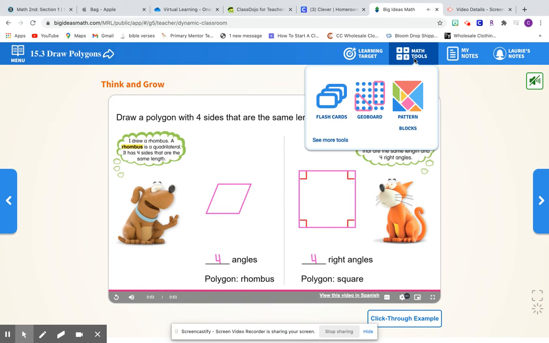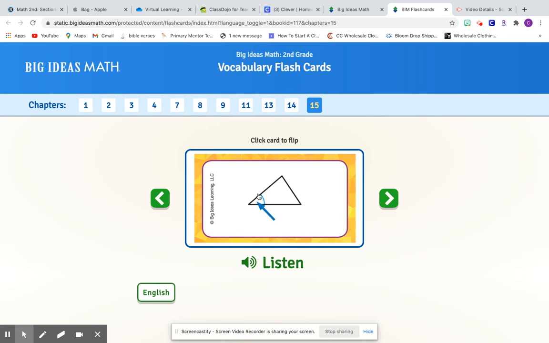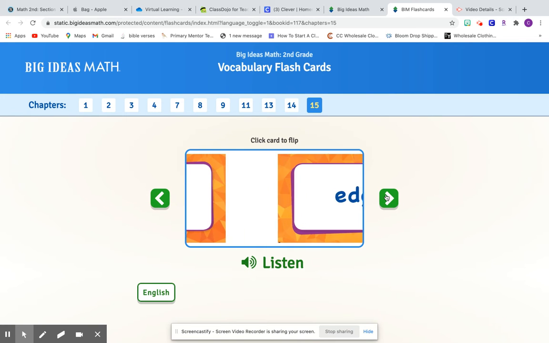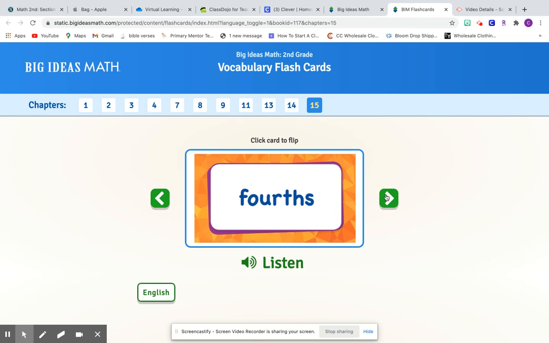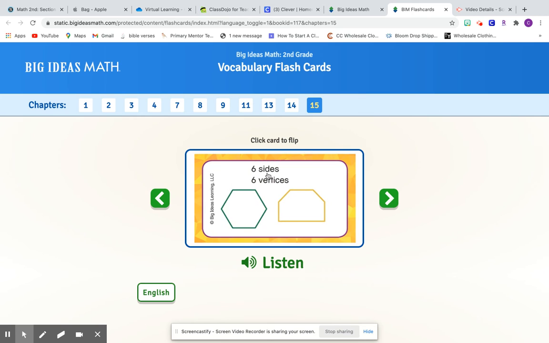Okay, so before we move on to our next part, we're going to look real quick at our flashcards. So we've learned that an angle is where the two lines meet to make a point. We've talked about the hexagon that has 6 sides and 6 vertices. An octagon has 8 sides and 8 vertices. A pentagon has 5 sides, 5 vertices.